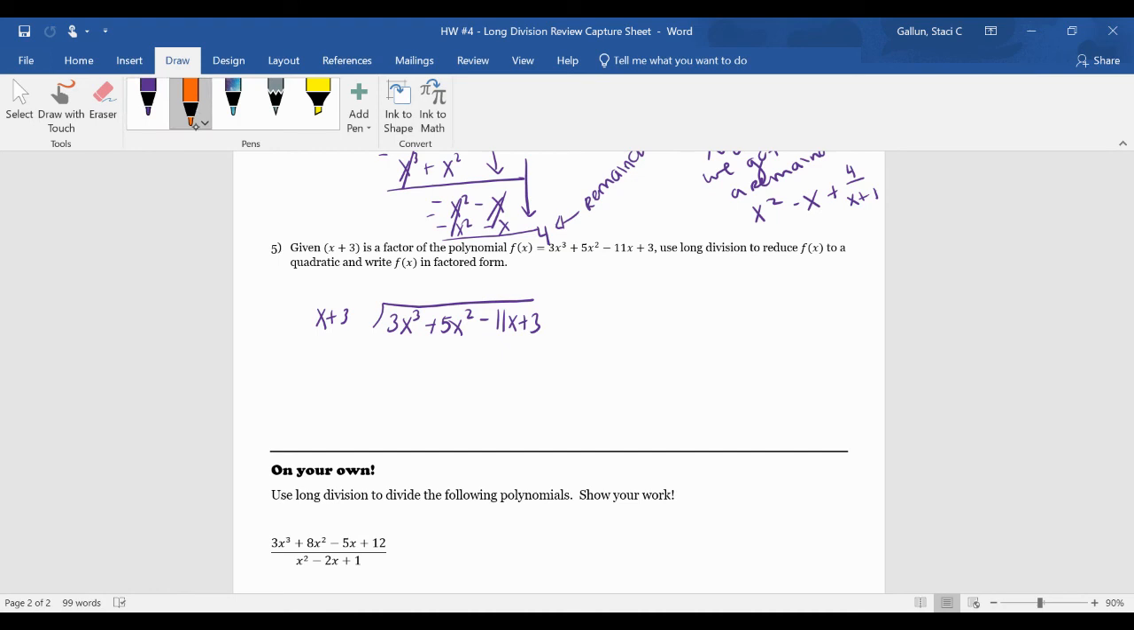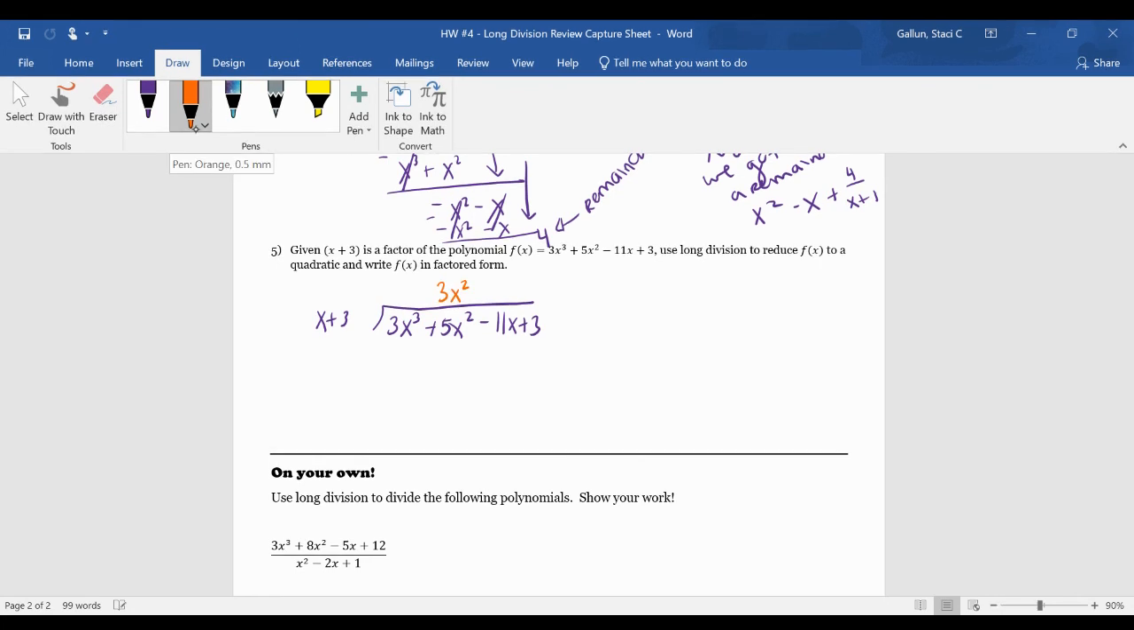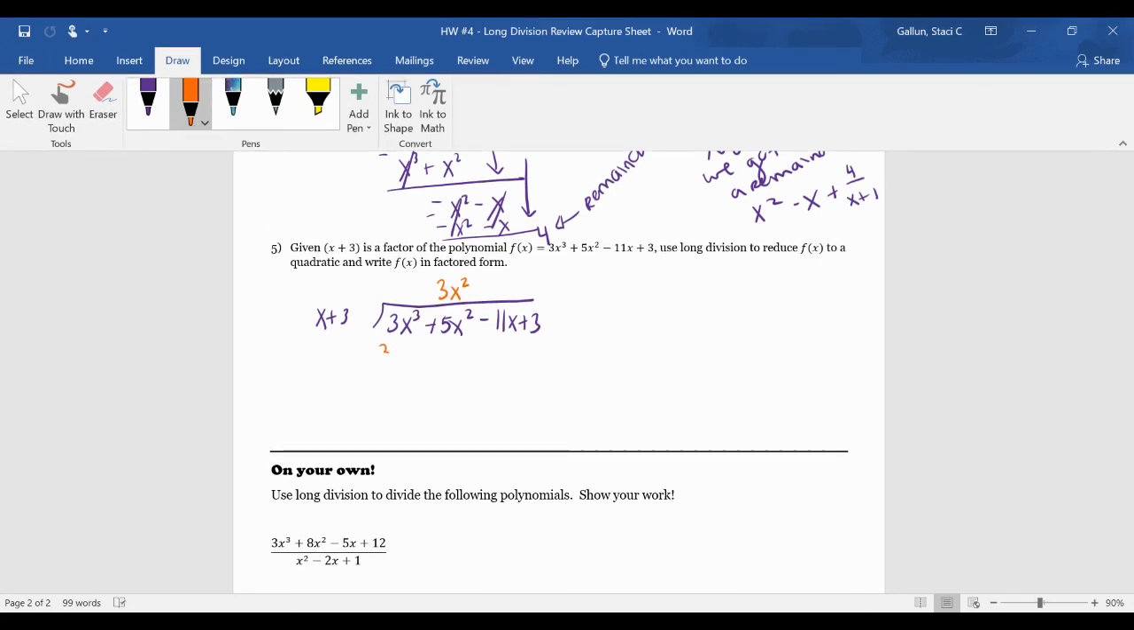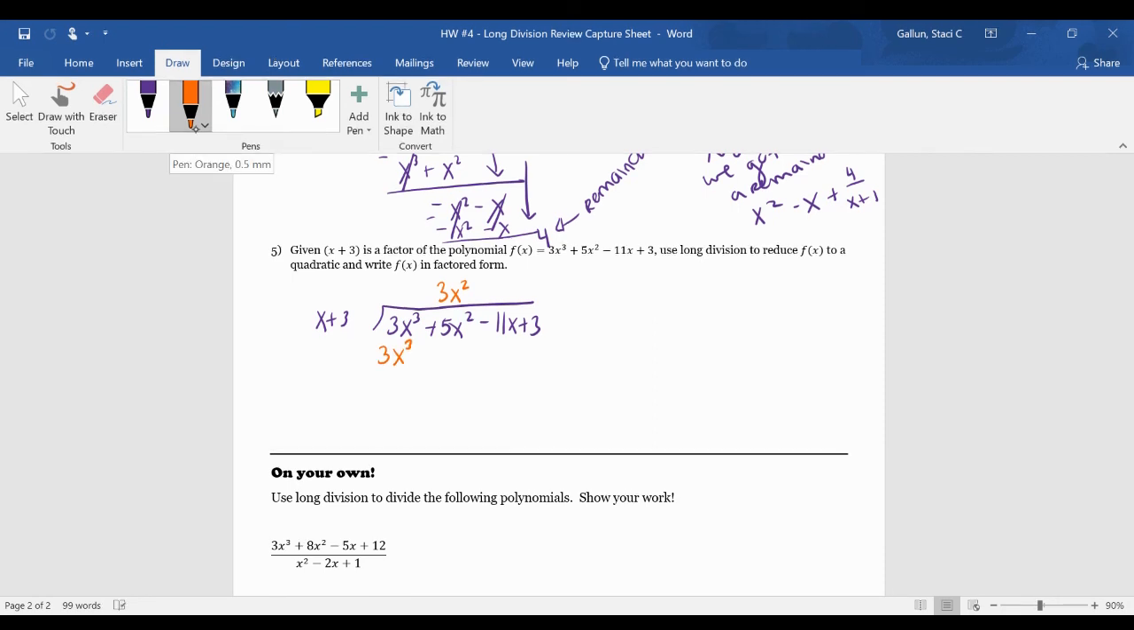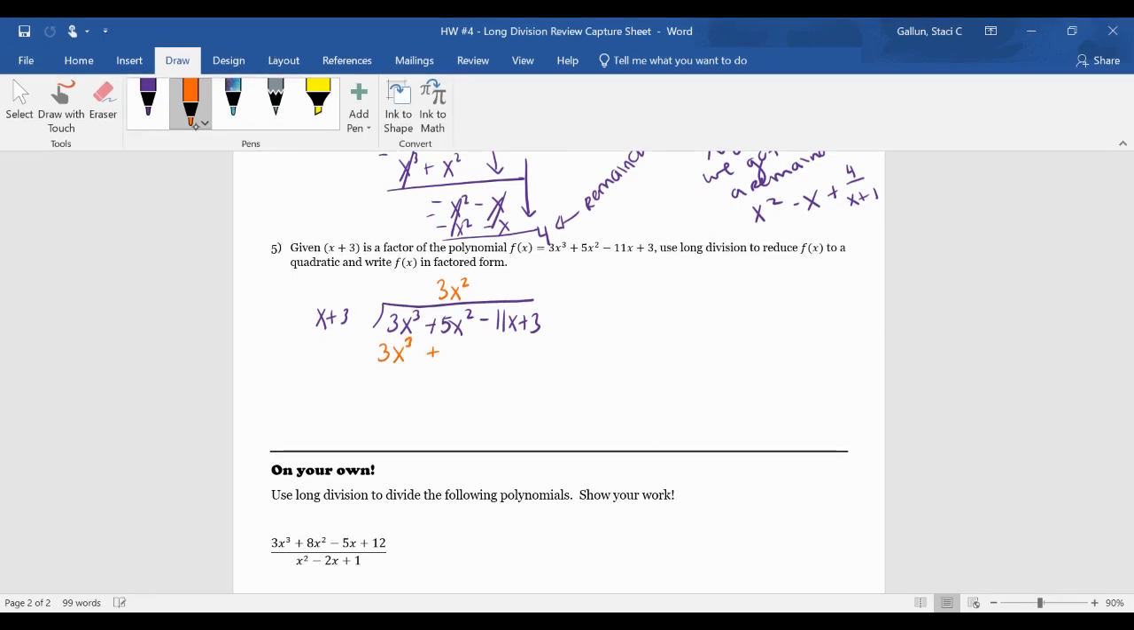X goes into 3x cubed 3x squared times. Now multiply. 3x squared times x gives us 3x to the third. If it didn't, we would have known we made a mistake. What's 3x squared times 3? 9x squared. Subtract. Cancels. 5x squared minus 9x squared, negative 4x squared. Bring down the negative 11x.